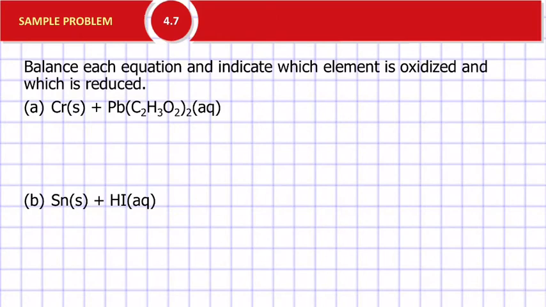So there's a little section in your book about activity series of metals. We're going to skip that. So I've left off part of the question here. We're just going to do the part that I think we need to know. Balance each equation and indicate which element is oxidized and which is reduced. So we need to predict the products here as well.